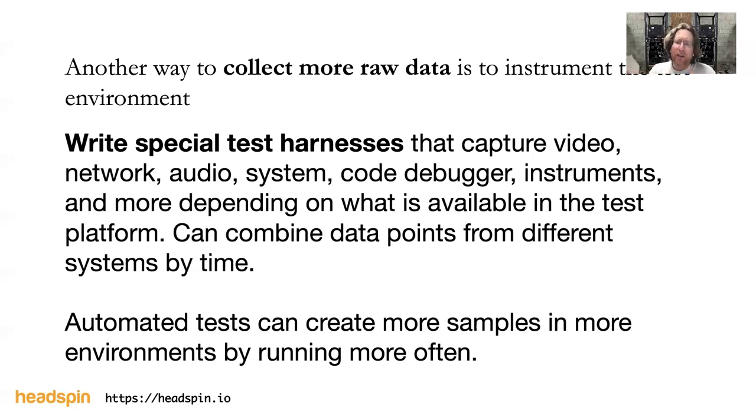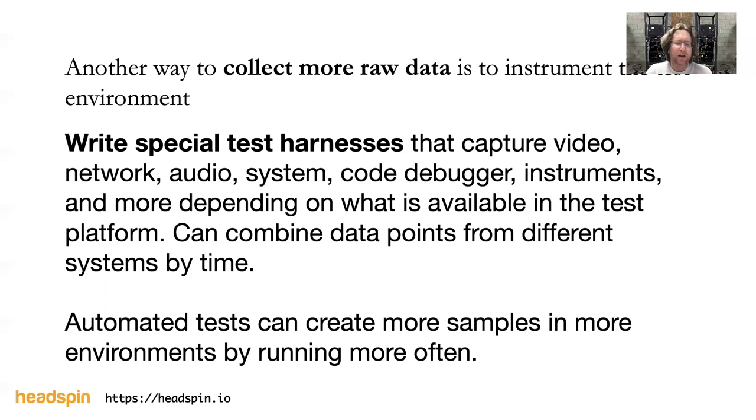And just like with instrumenting the application, you can combine data points from different systems using time. So for example, you might have several processes that are reading different data sources as part of the test harness. And you can go back in post-processing and basically combine all that data using time to give you an overall view of what was happening during that test, which you can use to make non-functional regression decisions.